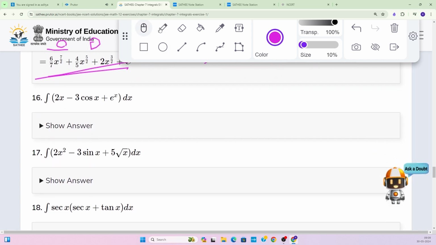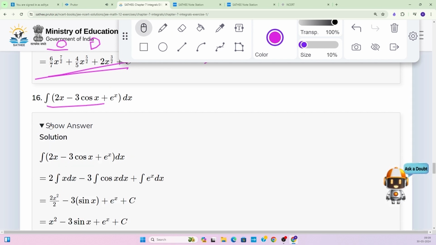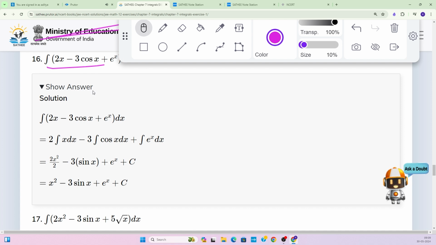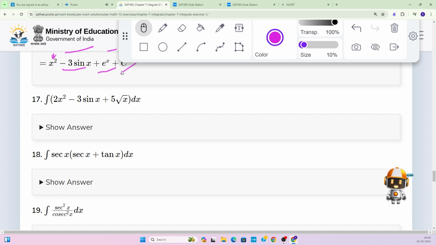Now 16th problem. So in the 16th problem, after separating you will get what? 2 multiply integration of x minus 3 multiply integration of cos x plus integration of e power x. This will be x square by 2. So 2 will be cancelled. You are only left with x square, as you can see. Minus 3 cos x integration is just sin x. So you will have minus 3 sin x, as you can see. Now e power x integration is just e power x. Now add some constant to complete your answer. Okay. Now 17th problem.